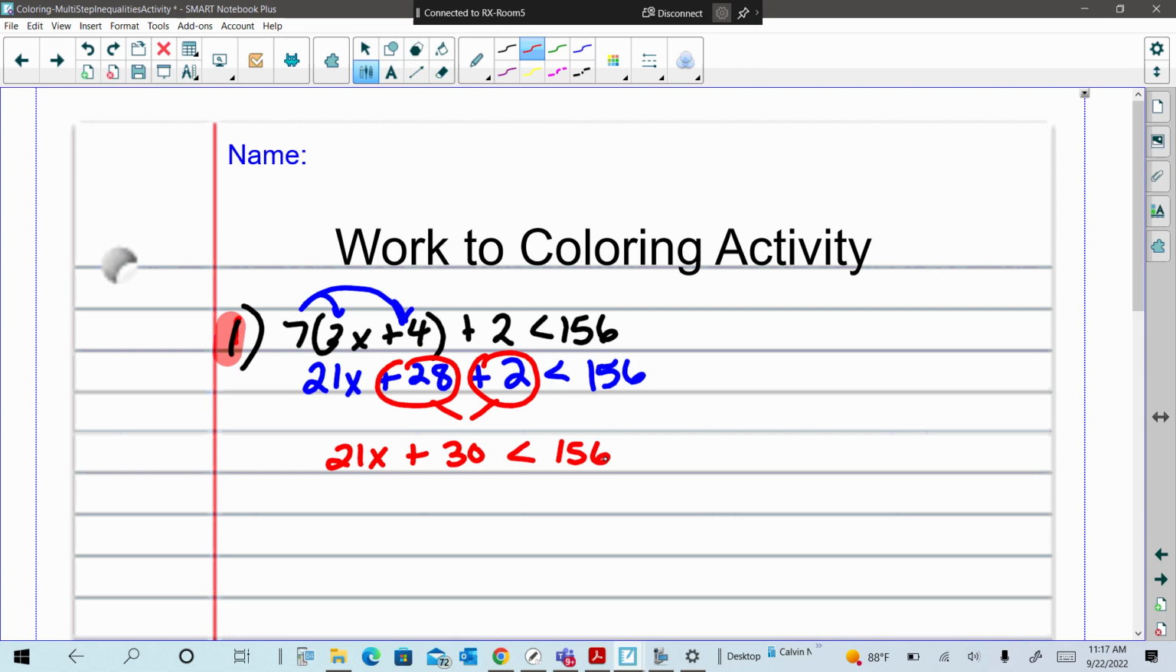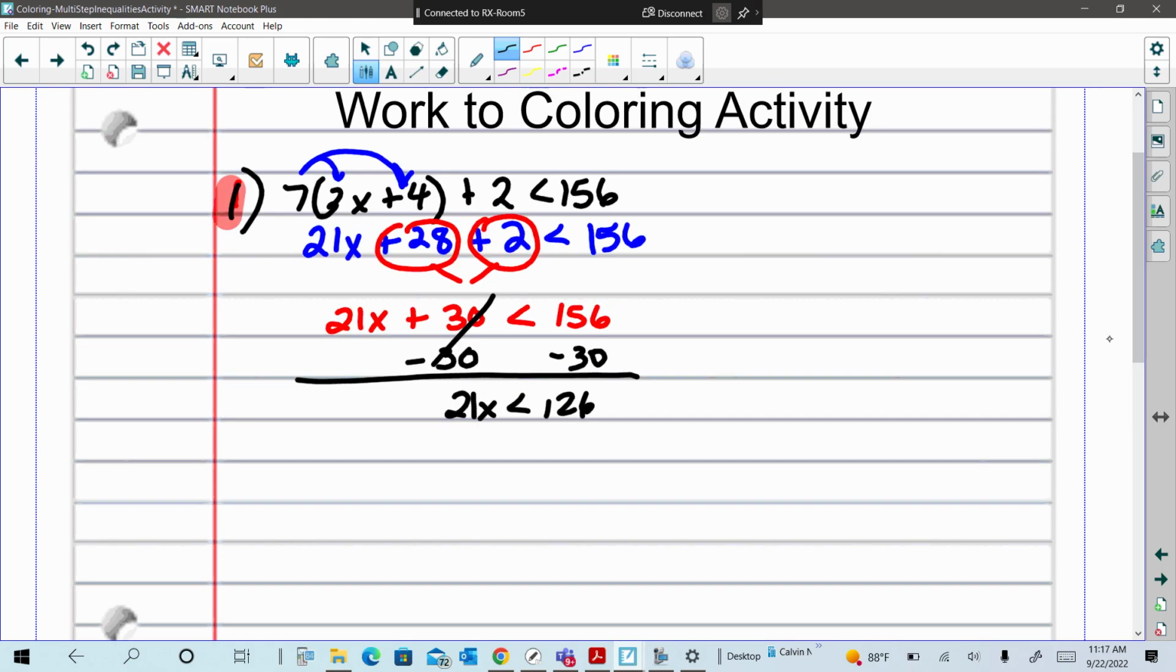Now, what are we going to need to do next? Subtract 30 from both sides of your inequality. Let me show it since y'all told me. The 30s cancel. We got 21x is less than or equal to 126. Then we need to divide by 21 on both sides. Now that coefficient is canceled, x is less than or equal to 6.